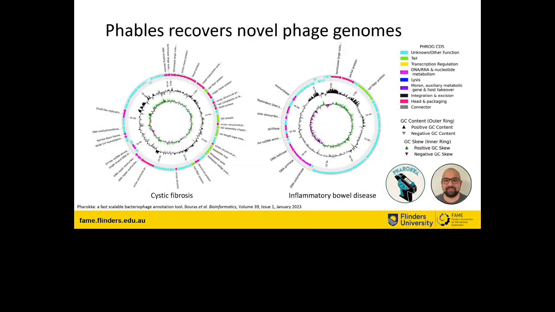Then I've put Phables to the test on some of the metagenomic samples we have in our lab and was able to find a bunch of novel phage genomes. Out of them, these 2 were quite interesting. We found them in samples from people with cystic fibrosis and inflammatory bowel disease. These phages showed no similarity to any of the phages we know so far, and we don't know what they infect.